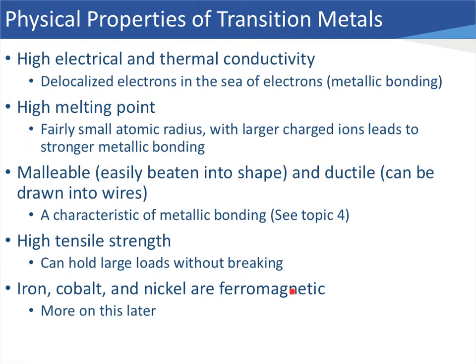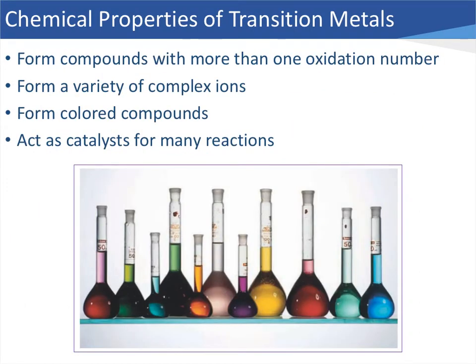We're going to talk about magnetism later, but iron, cobalt, and nickel are ferromagnetic. We'll talk about that a little bit later. Transition elements form compounds with more than one oxidation number or more than one oxidation state. We'll talk about that a little bit more too. They form a variety of complex ions. They form colored complexes. We'll notice a number of different colors. They act as catalysts for many reactions.